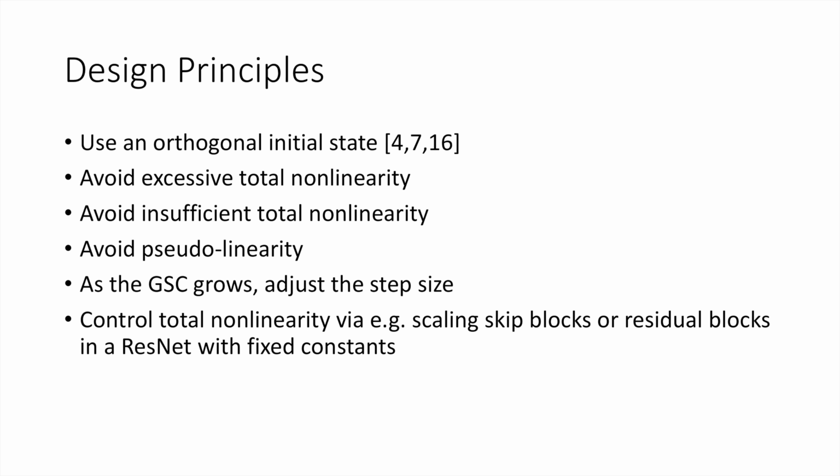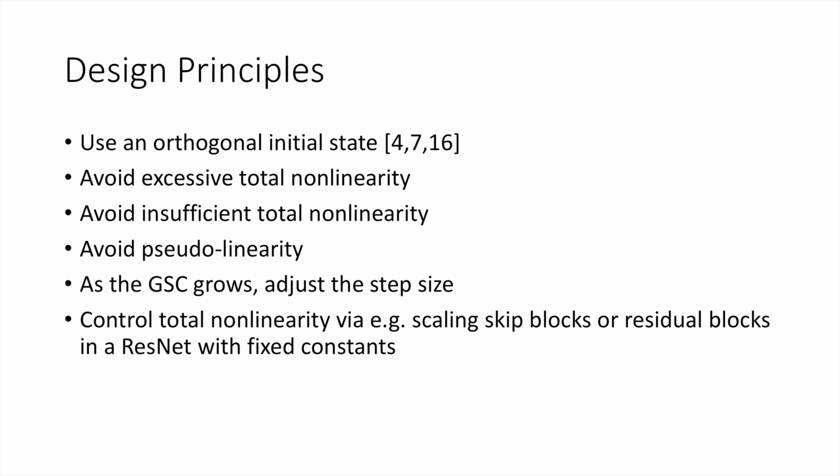Avoid insufficient total nonlinearity. This can lead to underfitting. Avoid pseudo-linearity. This leads to redundant layers and can also lead to high error. If the GSC does grow significantly as the gradient backpropagates, it may be worth adjusting the step sizes used for each layer so that the size of the update on the parameter relative to the current size of the parameter decreases in proportion to the inverse of the GSC.